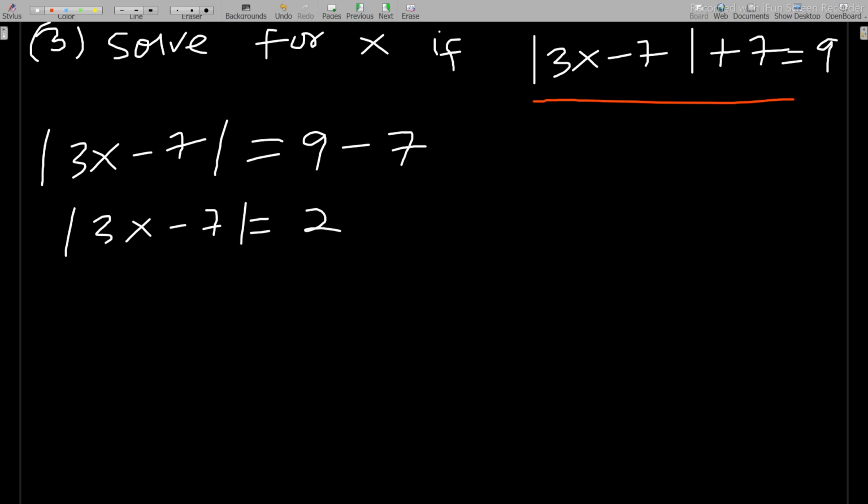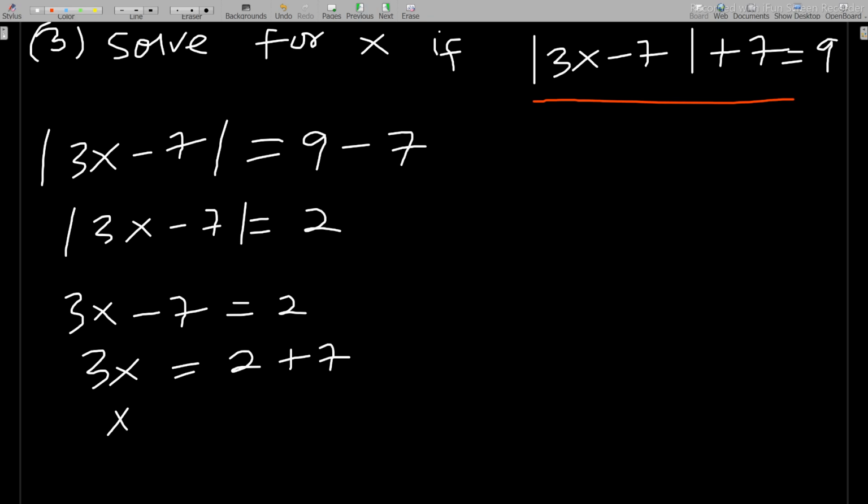So now it is equal to a positive number. So what can we do? We say that, first of all, remove the absolute value symbols and solve it to get your first solution. So I got 3x equals 2 plus 7. Now I have 3x equals 9. So I have x equals what? 3. That's the first solution.